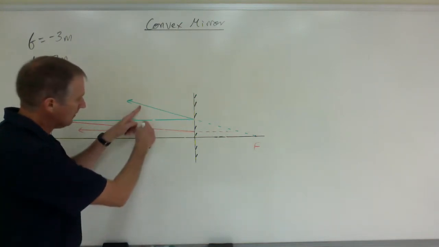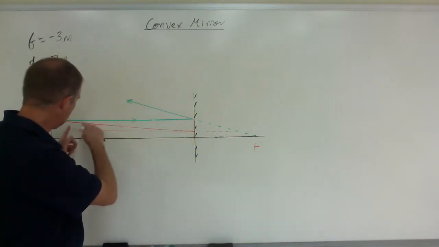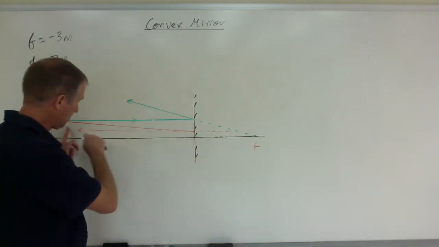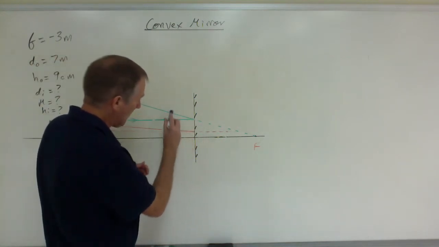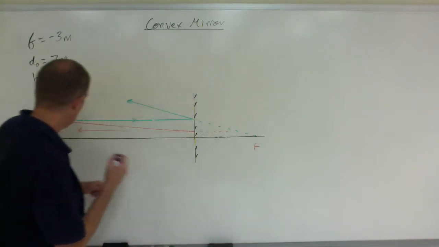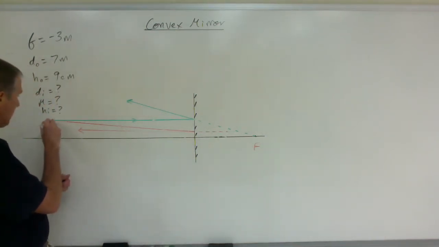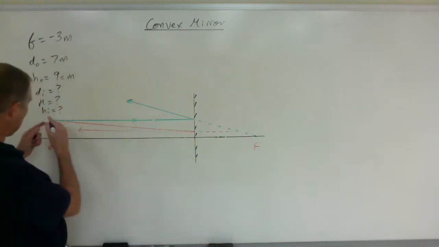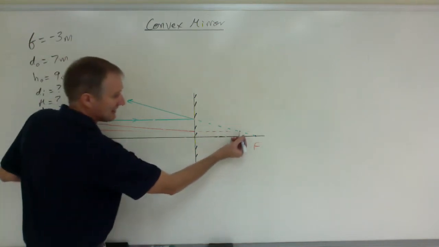So this has hit the mirror and reflected that way. This incident red ray hits the mirror and reflected back that way. Those are the two I do backwards. And where they meet is the top of the object. It represents that point right here, whatever that is for this object. That's its image right there.